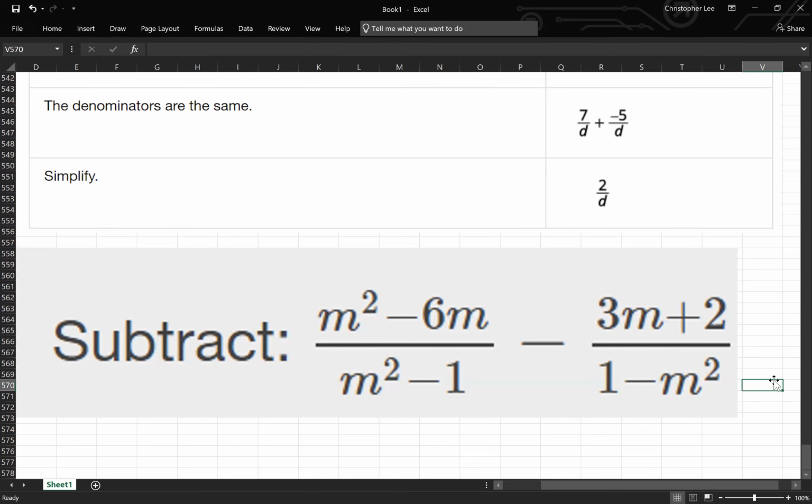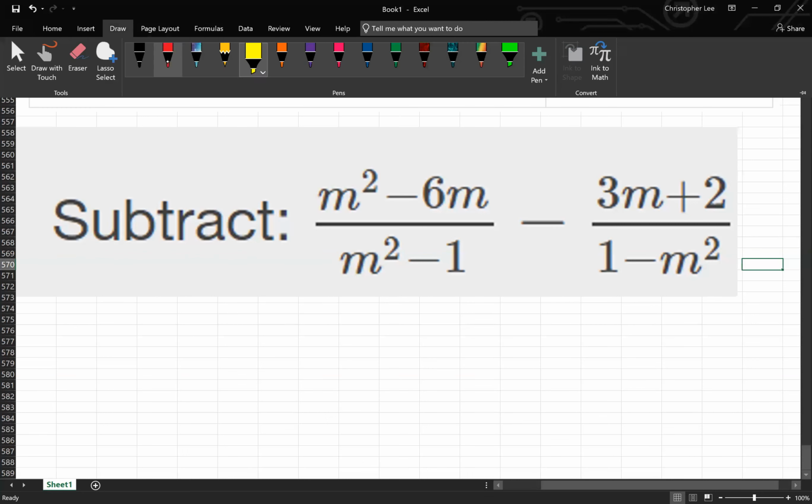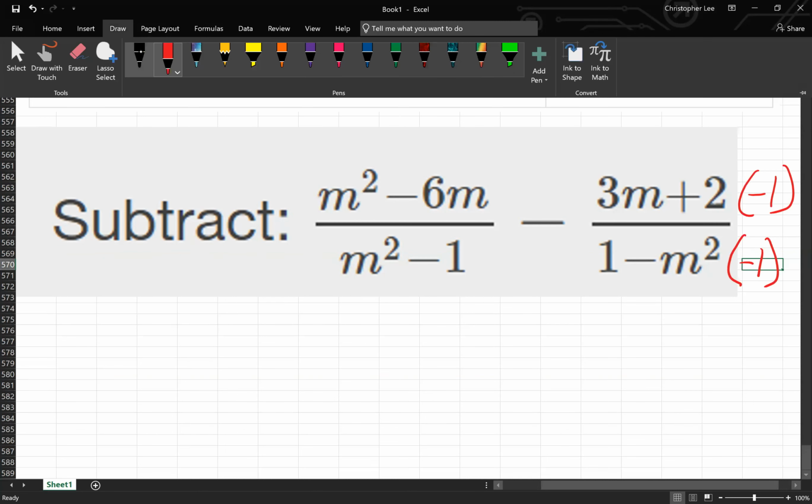So I have m squared minus 6m over m squared minus 1, minus 3m plus 2 over 1 minus m squared. Now you see, if that 1 minus m squared was m squared minus 1, all I'd have to do is work with the numerator. So in order to make it like that, I'm going to multiply the denominator by -1 and the numerator by -1. If you multiply by the same thing, you're not changing the question. You're just changing the appearance of the denominator. And then bam. So what do I have now?